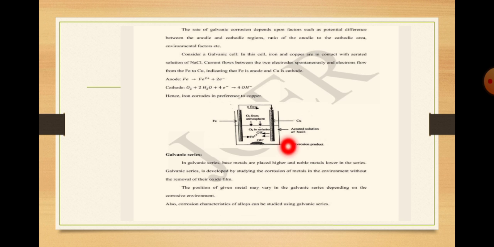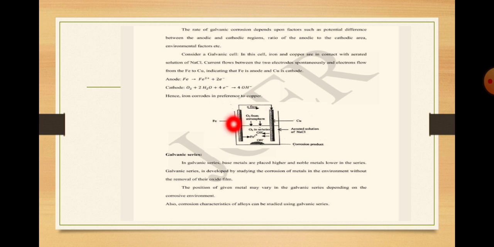Next, the rate of galvanic corrosion depends on the potential difference between the anodic and cathodic regions. Here the diagram shows the anode and cathode regions. That is galvanic corrosion, where there is a difference between the anode and cathode. Consider a galvanic cell with Fe and Cu, here is the cathode and here is the anode, and the reactions are given.